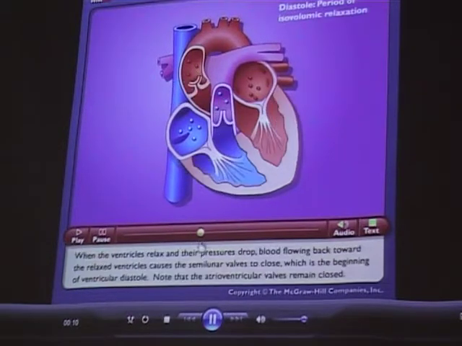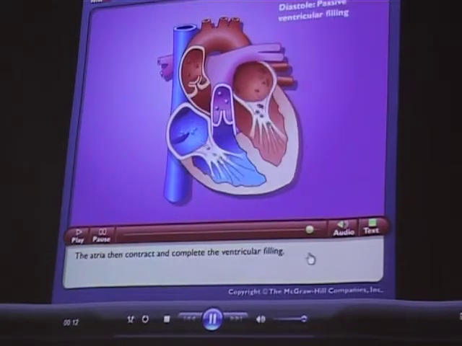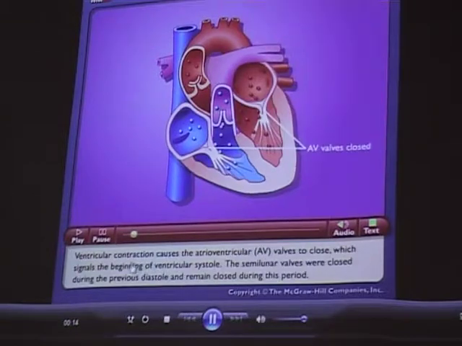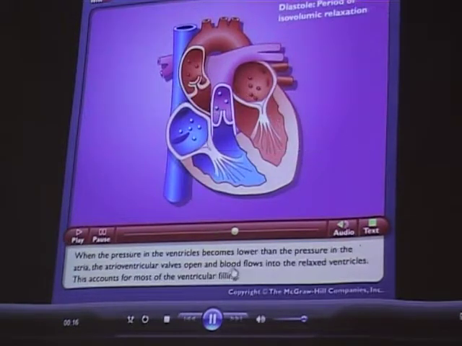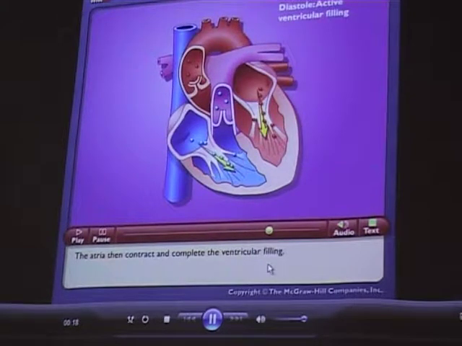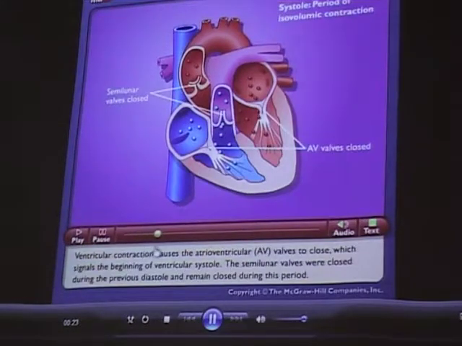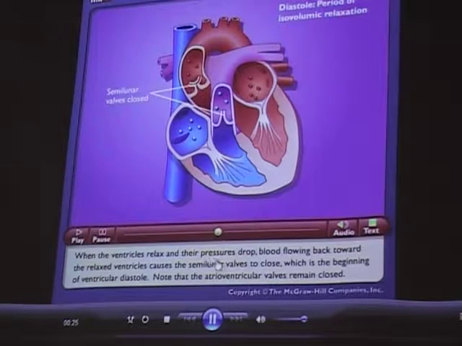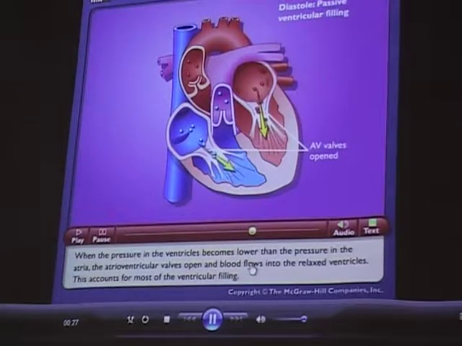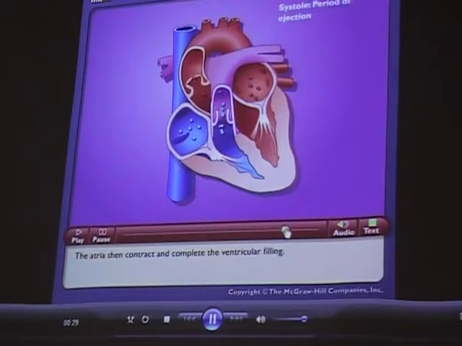Don't worry about what they say here. Systole is a squeezing. Systole, squeeze. So you can see the atria squeeze and push blood down there. That's not a very good video.